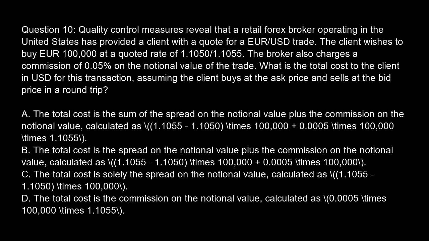Option C. The total cost is solely the spread on the notional value, calculated as (1.055 - 1.050) times 100,000. Option D. The total cost is the commission on the notional value, calculated as 0.0005 times 100,000 times 1.055.